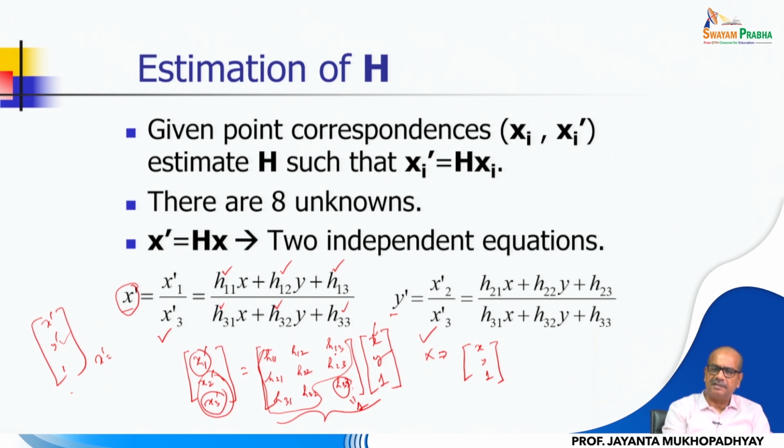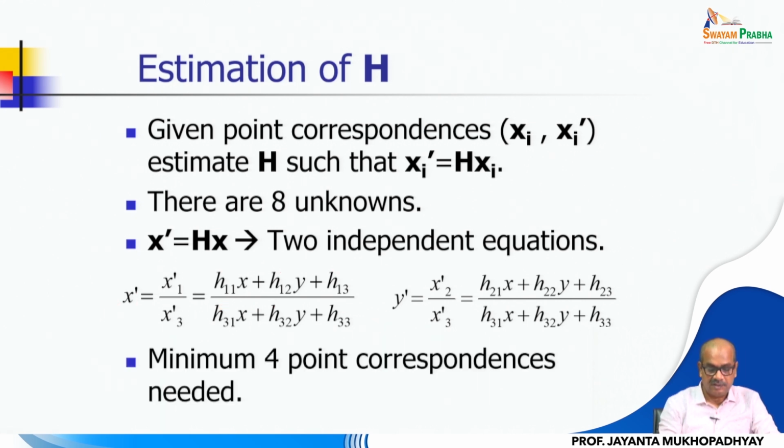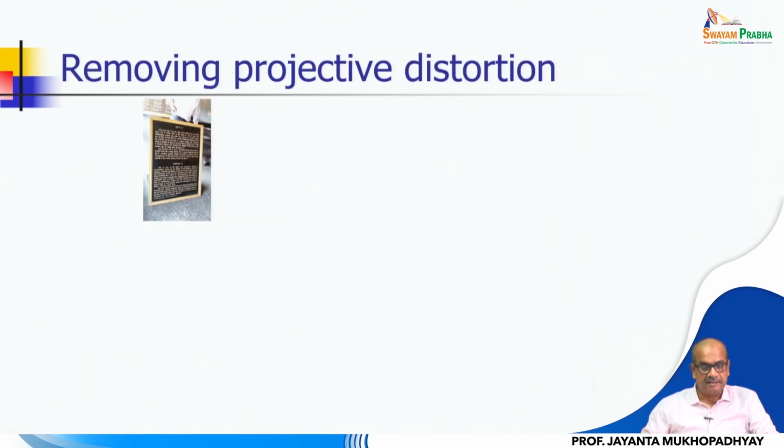Anyway, for the sake of simplicity, let us first consider that h33, which we always take as 1, is some non-zero value, and it is not 0 in this particular case. So let us assume that. Now if I write those equations, as I mentioned, a minimum of 4 point correspondences is needed, and I'll be explaining that part.